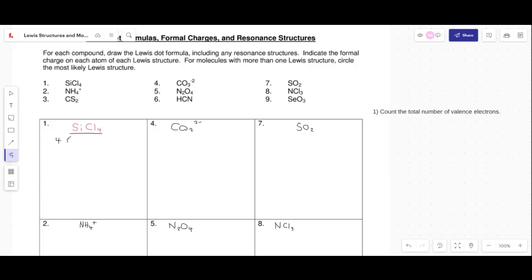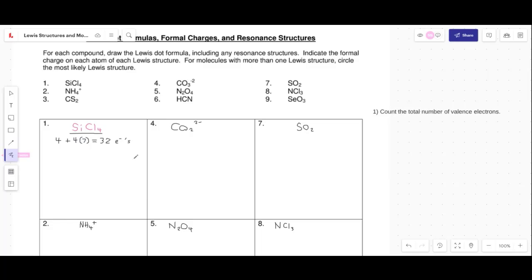And chlorine has 7, but there are 4 of them, so I'm going to take 4 times 7. And then I add that together, and if I add 4 plus 4 times 7, I should get a total of 32. So this is 32 valence electrons.